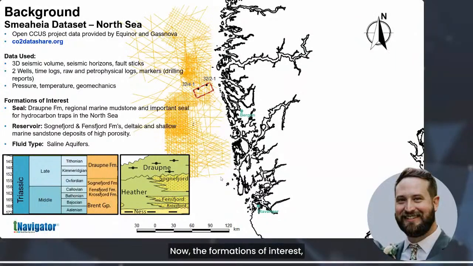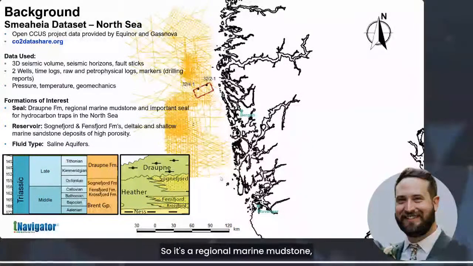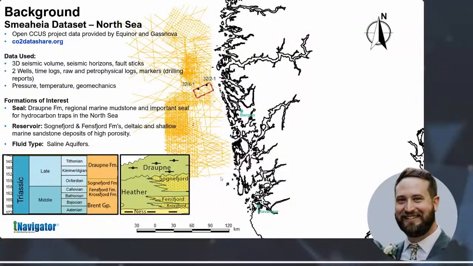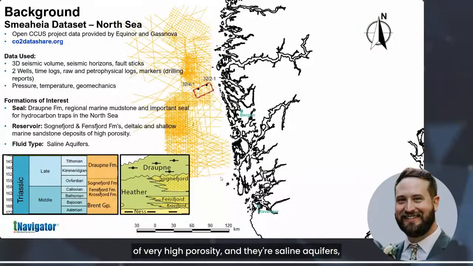Now, the formations of interest: we're going to be looking at the Draupne Formation as the seal, so that's a regional marine mudstone, very important as a trap throughout the region. The reservoir will be focusing on the Sognefjord and Fensfjord formations. These are deltaic shallow marine sandstone deposits of very high porosity, and they're saline aquifers, so there's no hydrocarbon to worry about in this case.